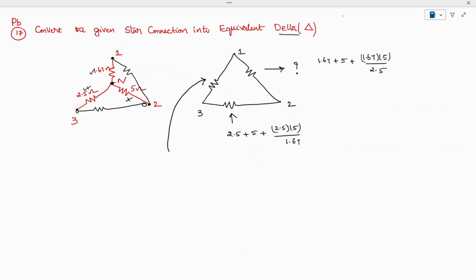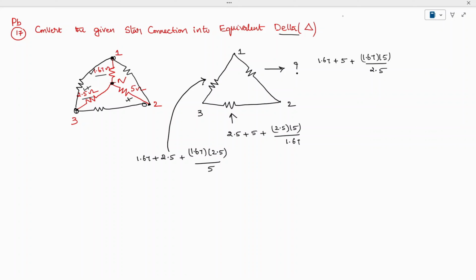So I want one more branch, so this one more branch I am drawing like this. Then it will constitute a delta. So how to find this black color resistor? This black color resistor is connected between two red color resistors. What are those two? One is 1.67, next one is 2.5. So 1.67 plus 2.5 plus the product of these two, 1.67 into 2.5, divided by the remaining resistor, which is nothing but 5.